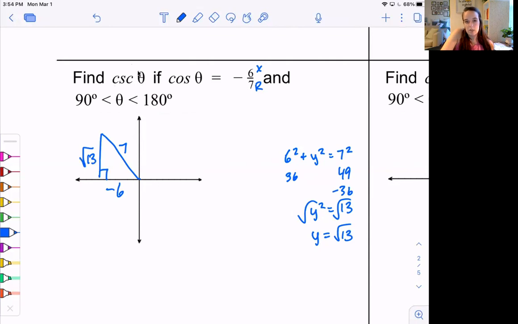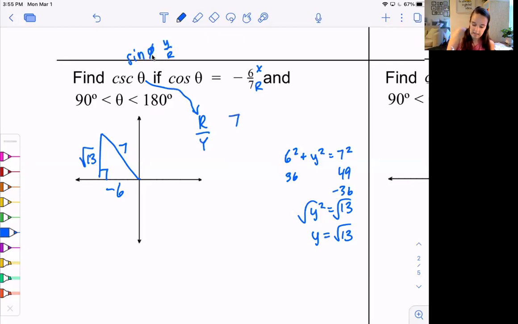They want me to find cosecant. Remember, cosecant is the opposite of sine, right? So this is the opposite of sine. Sine is y over r. So cosecant must be r over y, right? So you can memorize them if you want. For me, I always think about what the reciprocal is and then just flip it over.